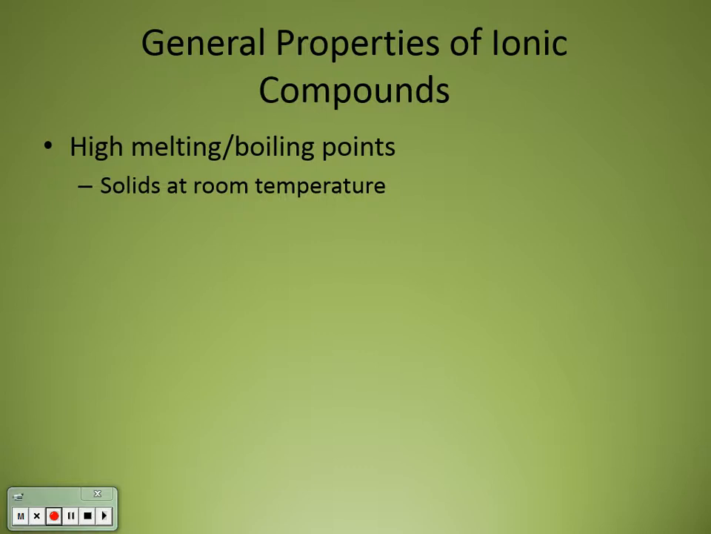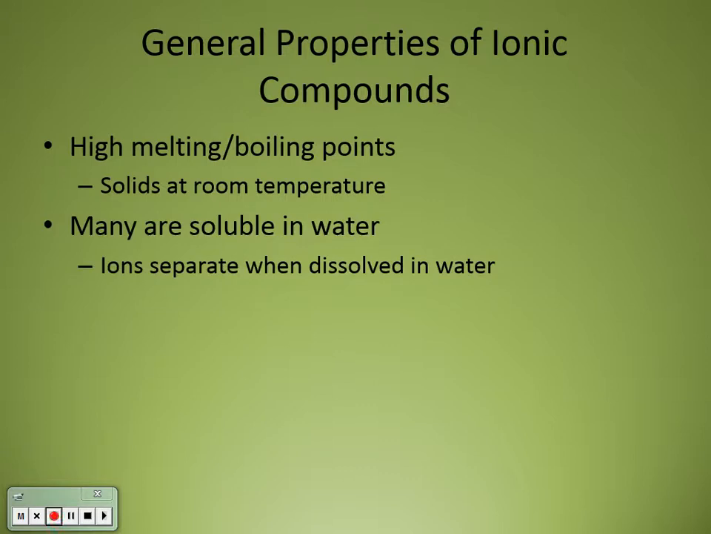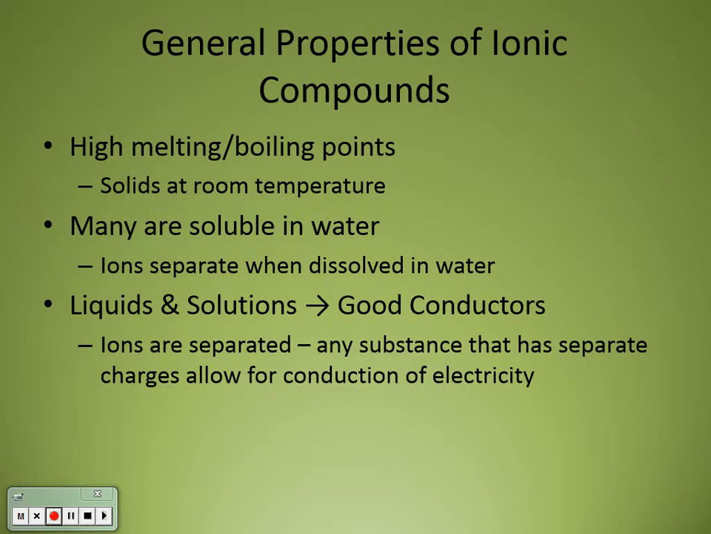All right, so high melting points and high boiling points. That means that they are solids at room temperature for the most part. You don't have to worry too much about the why on the next couple, but know that these are general properties of ionic compounds. Many of them are soluble in water. That means when you mix them with water, they dissolve. Also, if we turn them into liquids, they become very good conductors. Not so good conductors when they're solids.